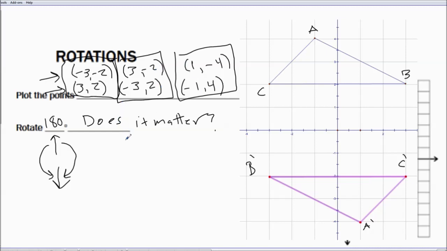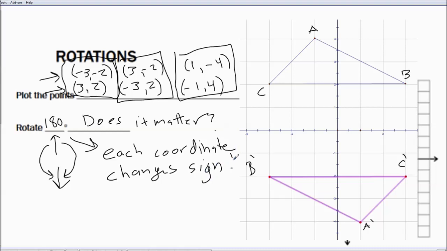The only difference is what? It's that they went negative. So 3 and 2 became -3, -2. -3, 2 went to be the opposite. So -3 turned into 3, 2 turned into -2. -1 turned into a +1. So when you have a 180-degree rotation, the same thing always happens. Each value, or each coordinate, changes sign. And that's always going to happen. And does it matter which direction we rotate? No, not even a little bit. Okay, so that's always going to happen.